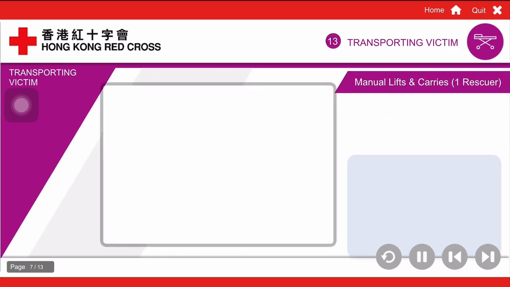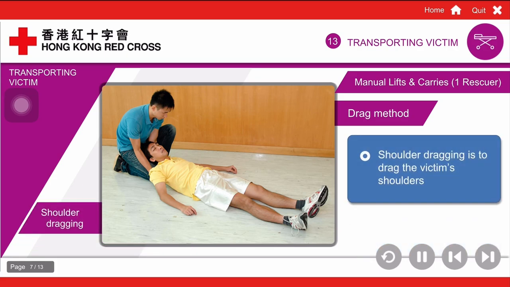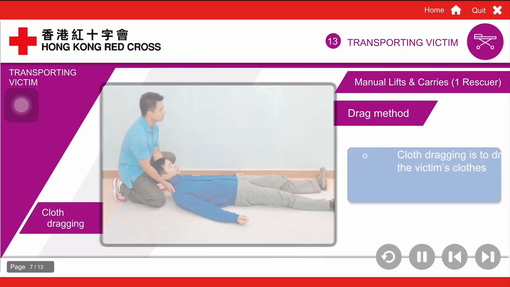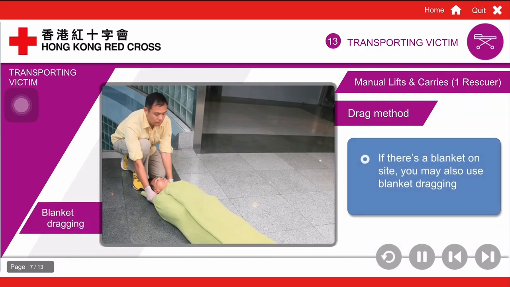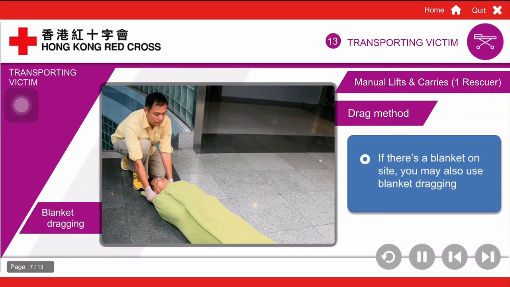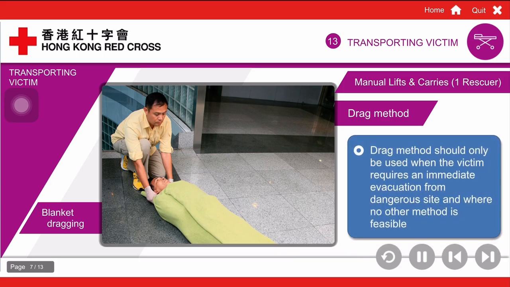If the victim is heavy and big, or his or her lower limbs are injured, you can use the drag method whether or not the victim is conscious. For example, shoulder dragging is to drag the victim's shoulders. Cloth dragging is to drag the victim's clothes. If there's a blanket on site, you may also use blanket dragging. However, the drag method should only be used when the victim requires an immediate evacuation from a dangerous site, and where no other method is feasible.